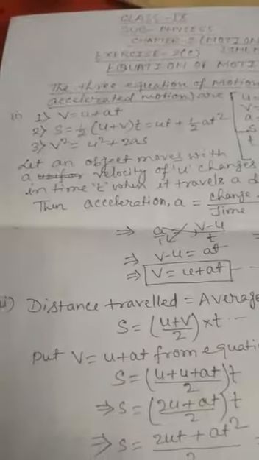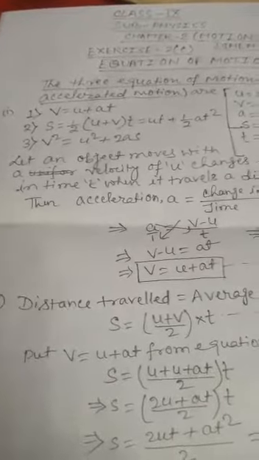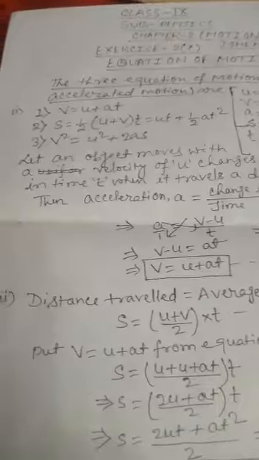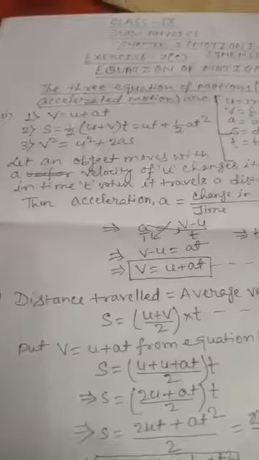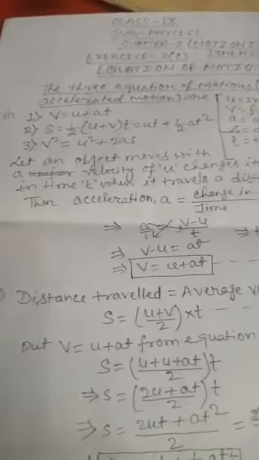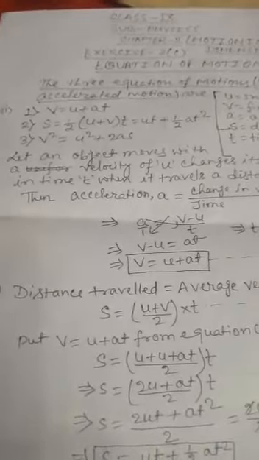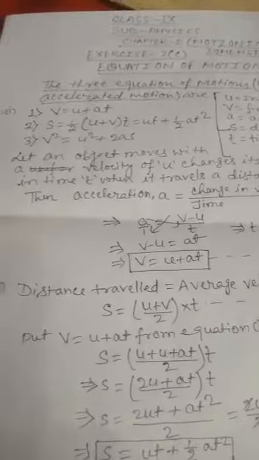v is equal to u plus at. Second number, s is equal to 1 by 2 into (u plus v) into t, which is equal to ut plus 1 by 2 at square. And third one is v square is equal to u square plus 2as. Here the symbols have their usual meaning.